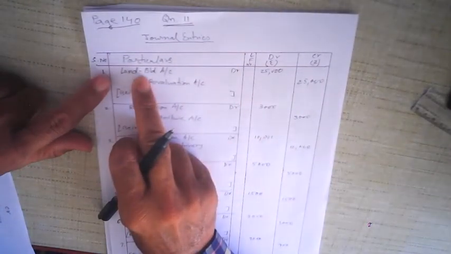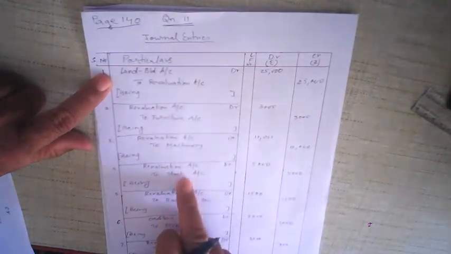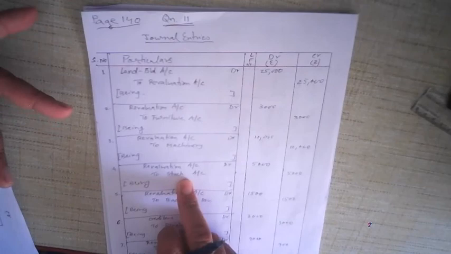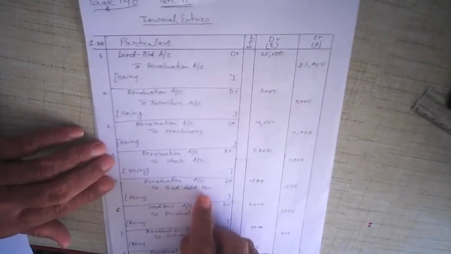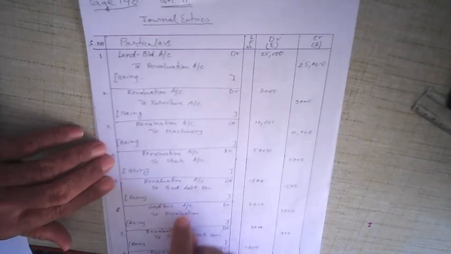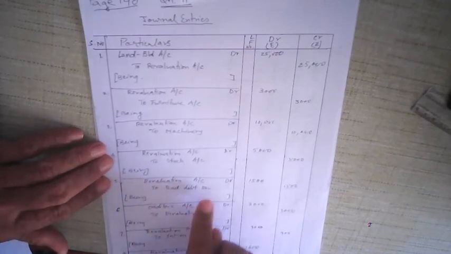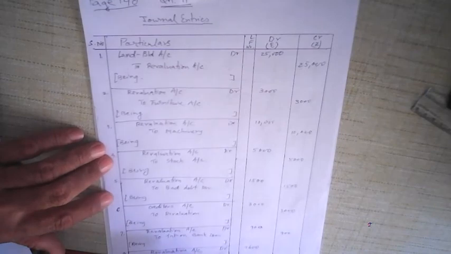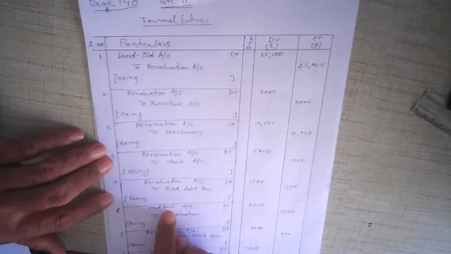Now land is an asset. When an asset increases, it is debited. When an asset decreases, it is credited. The other account is always revaluation account. In the same way, when a liability increases, it is credited. When a liability decreases, it is debited. And just like number 6 and number 7. So in number 5, liability has increased. In number 7, liability has increased, but in number 6, liability has decreased, creditors.